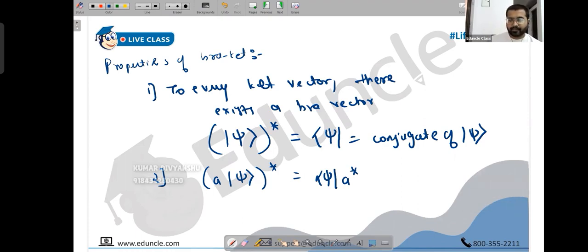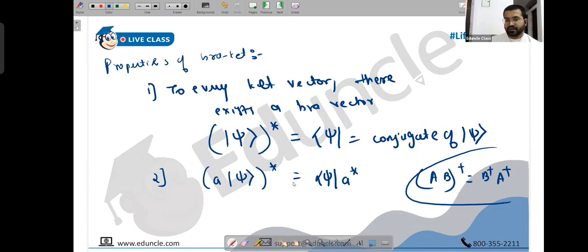Have you understood what I meant here? I'm using the idea of matrices that AB dagger is not A dagger B dagger. It is always B dagger A dagger. You have to shuffle the order. AB transpose also is B transpose A transpose. Dagger is the conjugate of the transpose or the transpose of the conjugate, whatever.